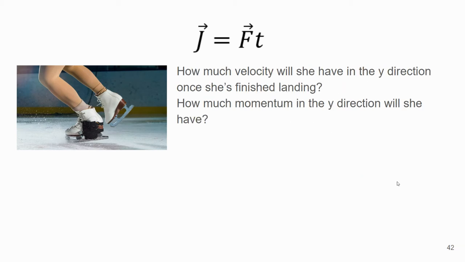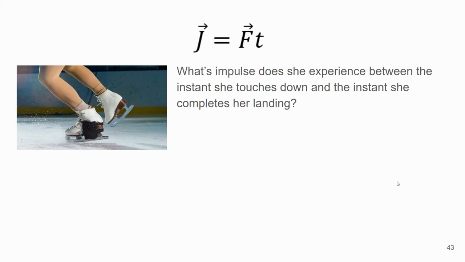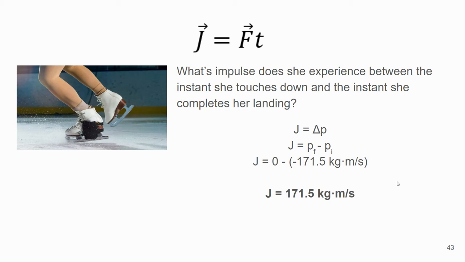So after she's finished her landing, how much vertical velocity does she have, and how much vertical momentum does she have? Zilch. She's not moving up or down when she's done landing, therefore she has no vertical momentum once she's done landing. So how can we figure out her impulse? Well, impulse is change in momentum. It's delta P. It's P final minus P initial. So we just figured out that P final was zero. P initial was that negative number. So zero minus that negative number gives you a positive impulse of 171.5 kilograms meters per second.